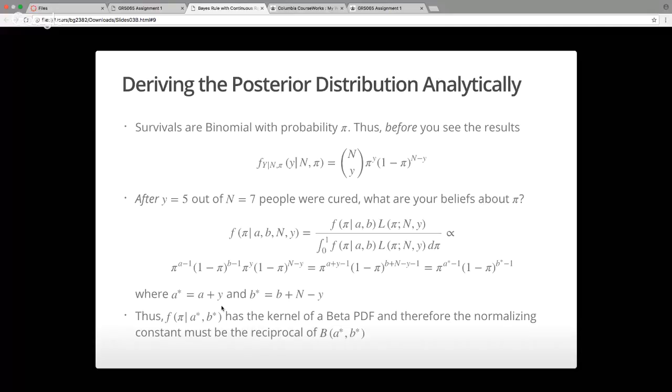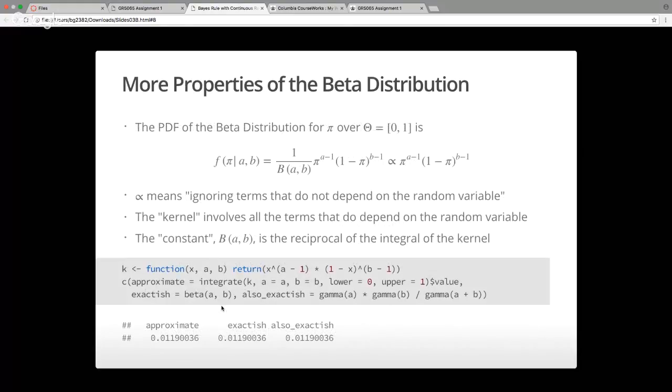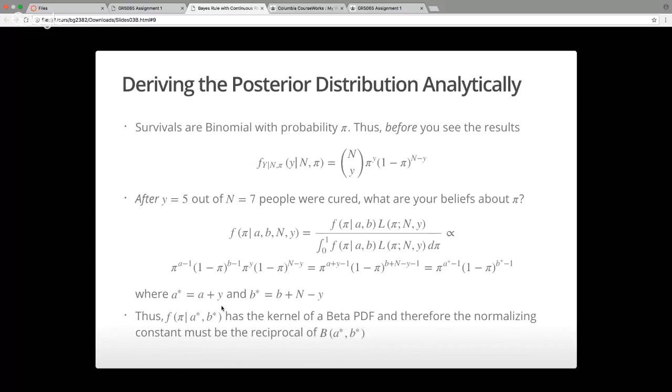Just to make it have the same form as the kernel of a beta PDF. So I know what this integrates to. It's the beta function when it's something minus 1 and something minus 1 in the exponents. So I just make a substitution here in order to put it in that form. And then I know in order to normalize it, I just need to divide by the beta function evaluated at A star and B star. And these are my expressions for those.